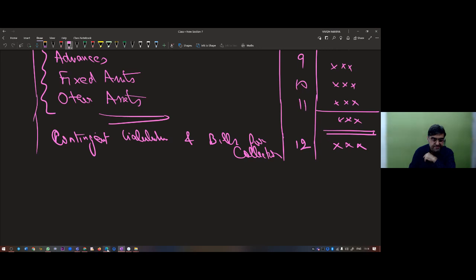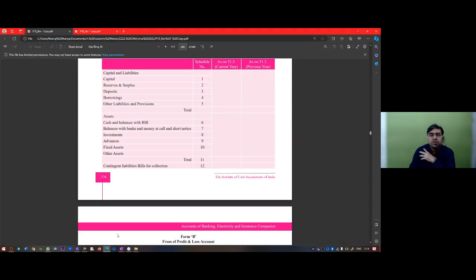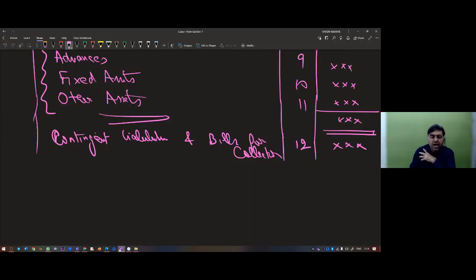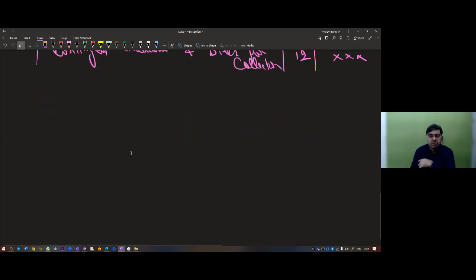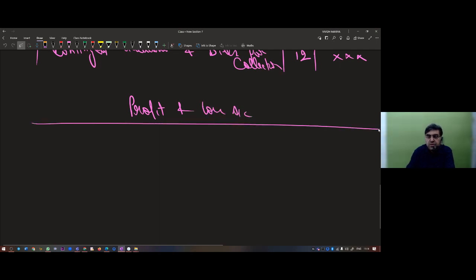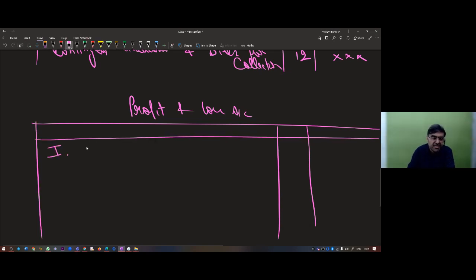Next, now we'll be going to the statement of profit and loss account, I mean to say the profit and loss account for the year ending. We will divide this into 4 parts. First part is income.